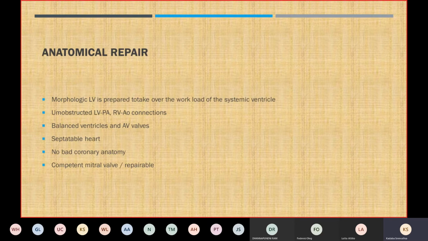So what is the other option? We can do an anatomical repair. In anatomical repair, we are going to make the right ventricle the pulmonary ventricle and then convert the left ventricle into the systemic ventricle. Why is it better?